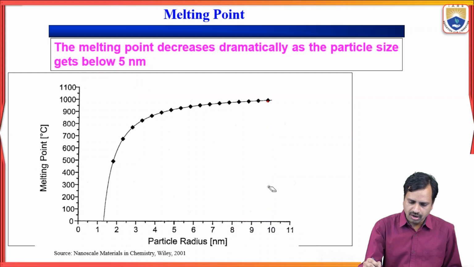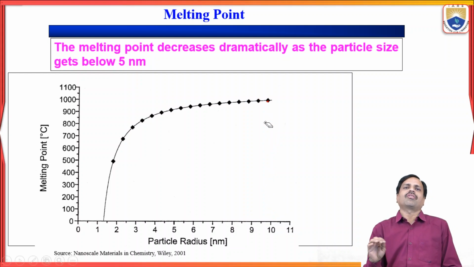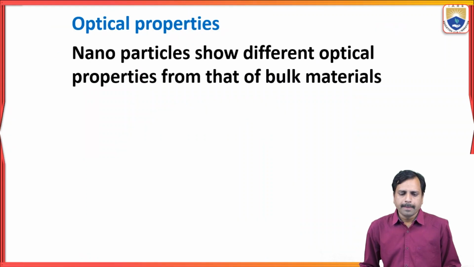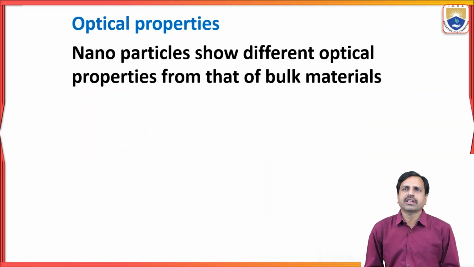So the study of these nanoparticles is purely called nanoscience. Okay, so optical properties. Nanoparticles show different optical properties from those of a bulk material. The optical properties of nanoparticles are different when we compare them with bulk materials, and the optical properties will also depend upon the properties of that material.